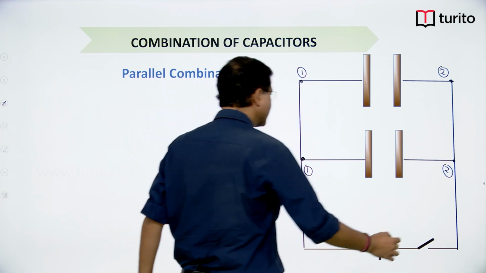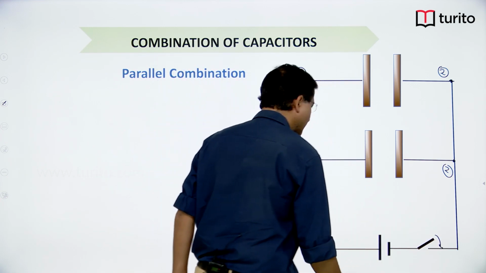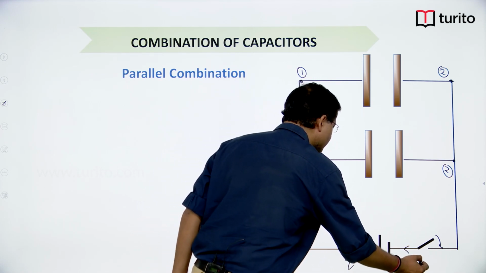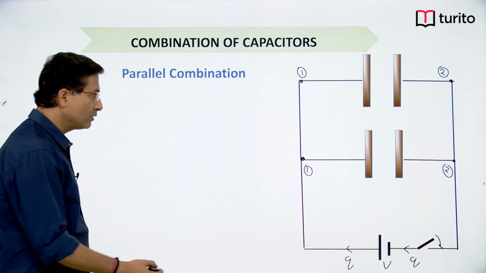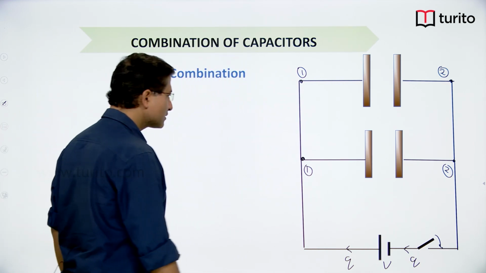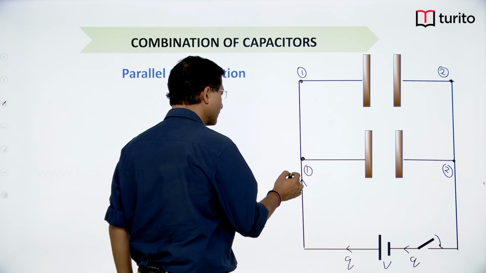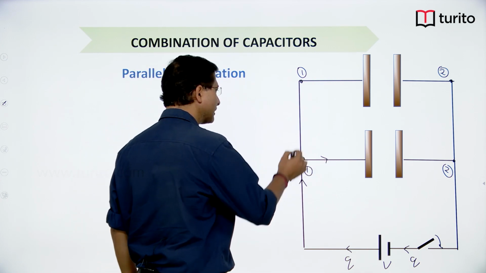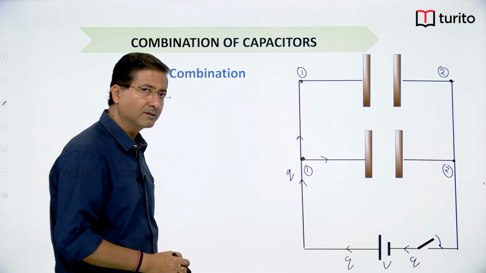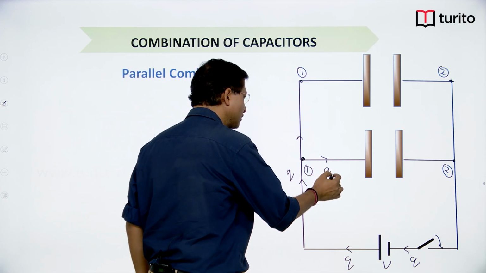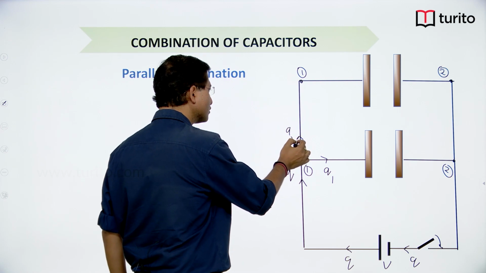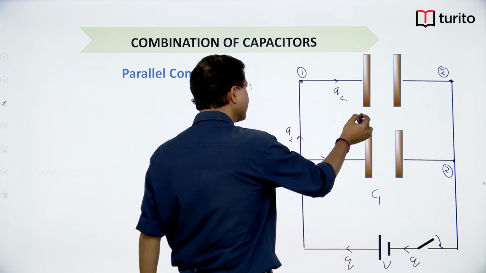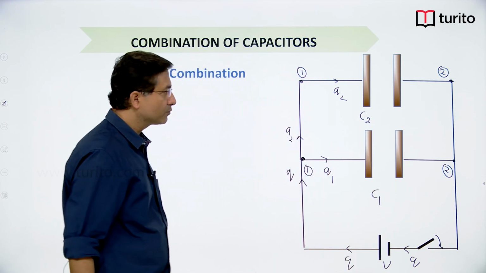So as soon as I close the switch, this battery delivers some charge Q, and immediately it will make sure that it receives Q at the other end. So once this charge reaches here, there are two paths available for charge to flow. One is this one and another is this one. So this charge gets divided into two parts. Let this be Q1 and this is Q2. So this Q2 will flow and reach here. Let the capacitance of this capacitor be C1 and this one be C2, right.